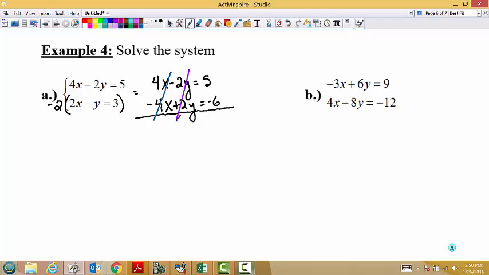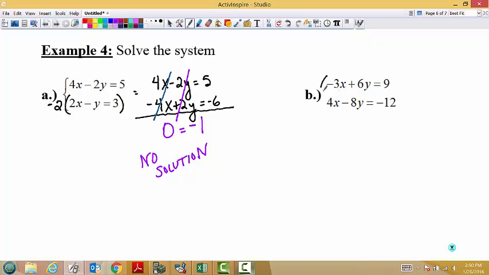So negative 4 plus 4 is 0. 2 plus negative 2 is 0. Equals 5 plus negative 6 is negative 1. Is that true? No. So it's no solution. That means that these lines never cross. They're parallel.